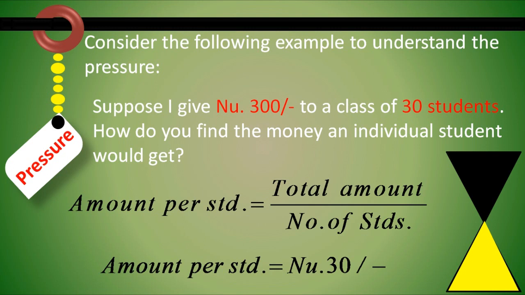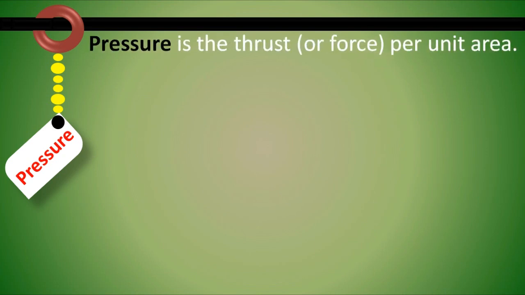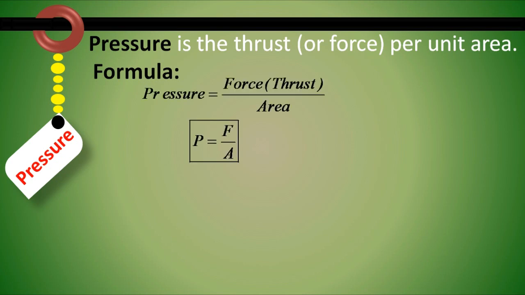In a similar way, to find pressure, we consider the total amount of force, and that total amount of force is divided by the area. Therefore, pressure is defined as the thrust or force per unit area. So the formula is very clear from the definition. Formula for pressure is force or thrust divided by the area. P is equal to F over A.